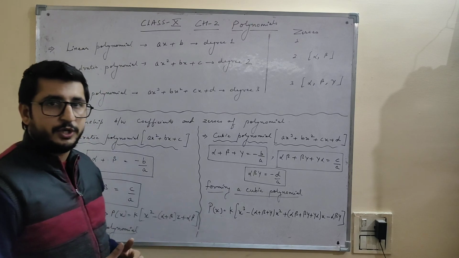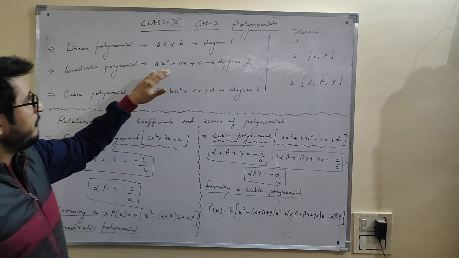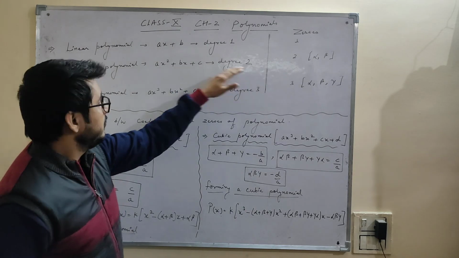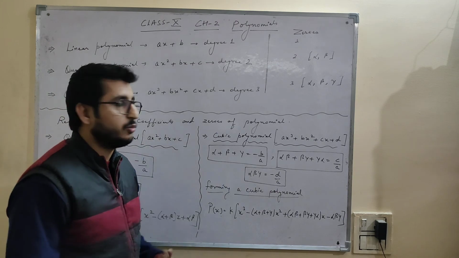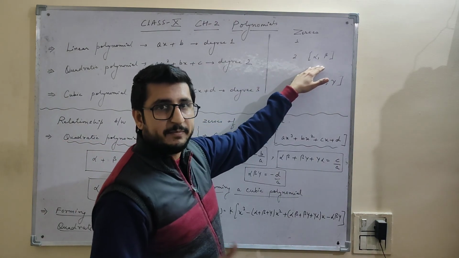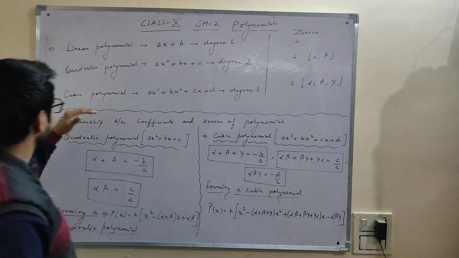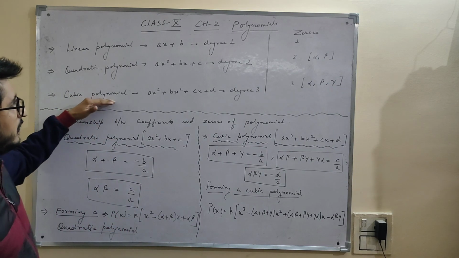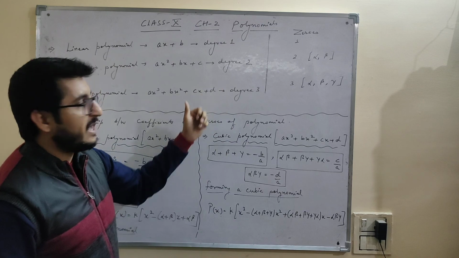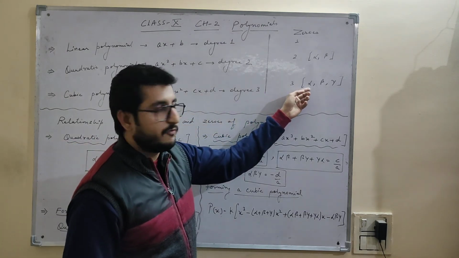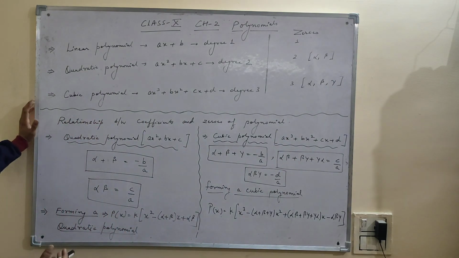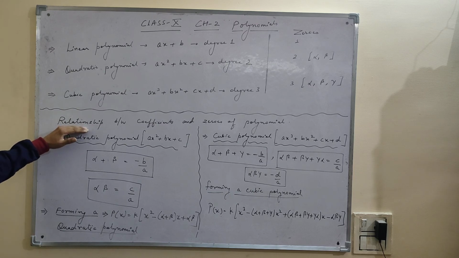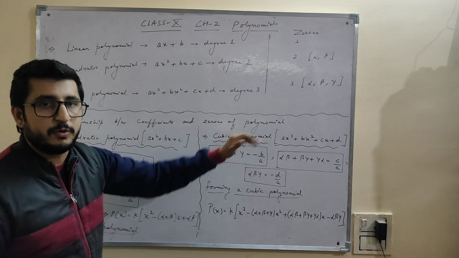As I have already told you, the quadratic polynomial has degree 2. So the quadratic polynomial will have two zeros. The two zeros will be represented by alpha and beta. The next type, the cubic polynomial, which has degree 3, will have three zeros named alpha, beta and gamma. So now let's see how we can establish the relationship between coefficients and zeros of a polynomial.